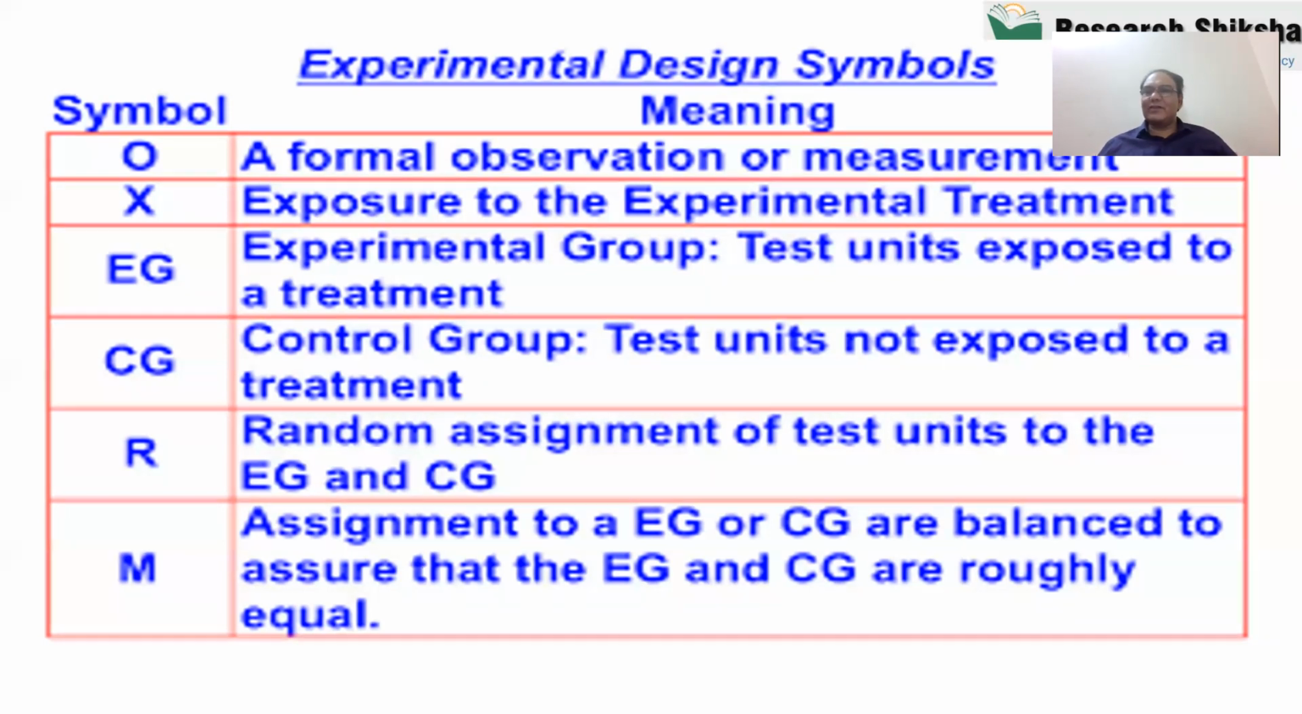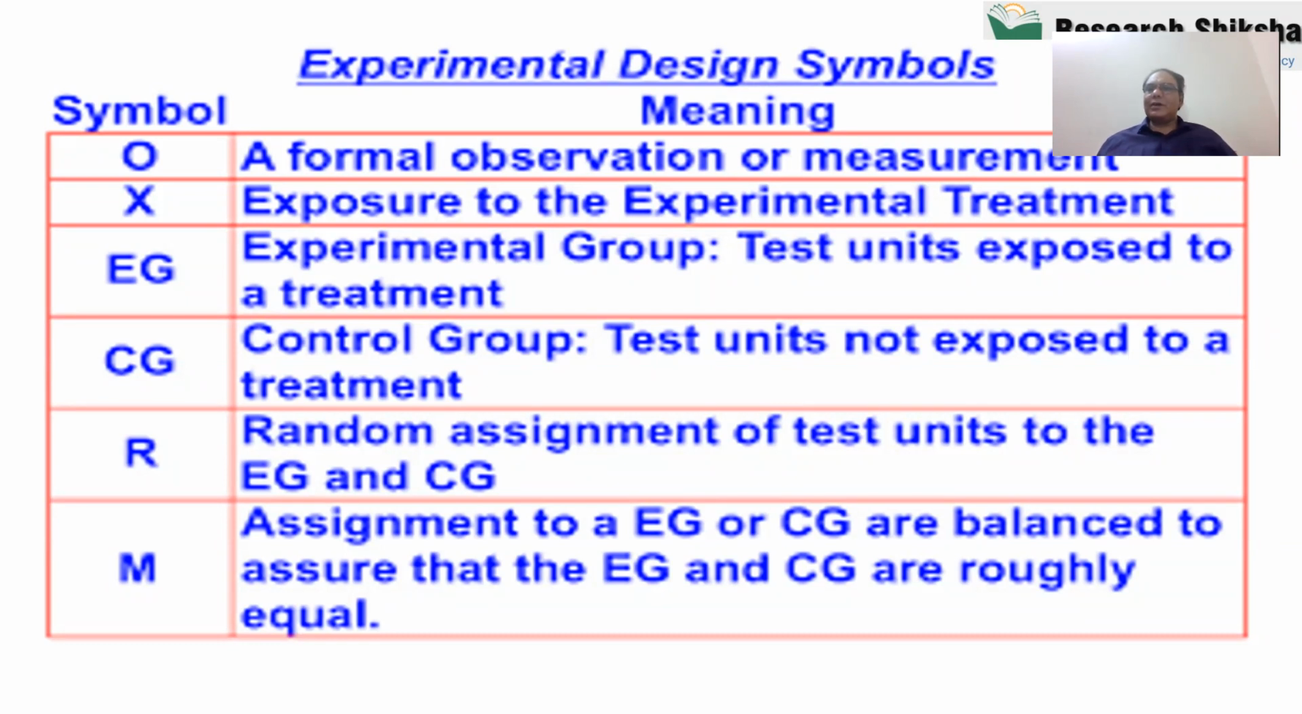X, what is X? X is the experiment. What experiment you are doing? Maybe you are giving a medicine, you are trying an education system, you are trying some experiment. So experiment is represented by the X. So O is the observation, measurement, X is the treatment, and it is called experimental treatment because you are giving this treatment only to the experimental group. Then EG is experimental group, CG is control group. Control group we keep only for comparison. We can compare the result of the experimental group to the control group.